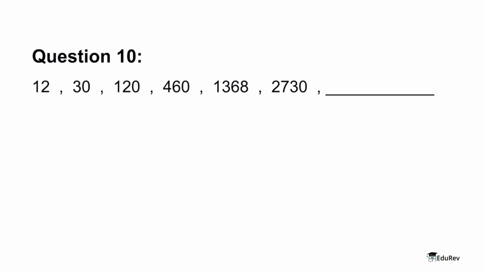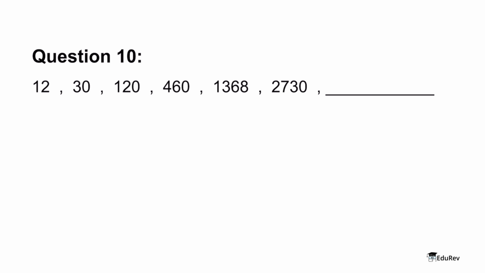Now this is the last question for the video, which is question number 10. Let's understand the logic here, because it's a very interesting question. Okay. So it's series 12, 30, 120, 460, 1368, 2730. Now very clearly it is a multiplicative series, because the numbers are increasing very rapidly. Okay. Now how do we get to it?